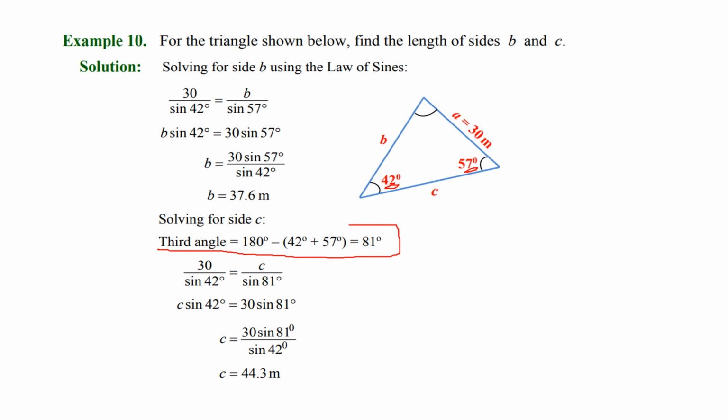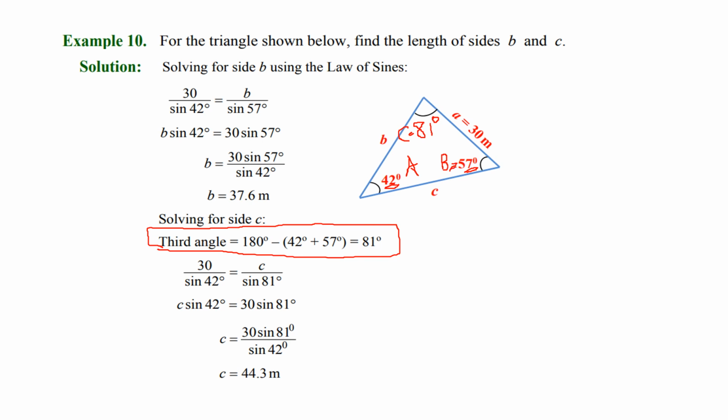Please follow this method. First you have to find the third angle, because the total angle of a triangle is 180°. So 180° minus the sum of the two angles, 42° plus 57°, gives 81°. So the remaining angle is 81°. And give the names. This angle we consider capital A, the side is mentioned. And this is side C, so this angle we consider capital C, and side B, the opposite angle, we consider capital B.